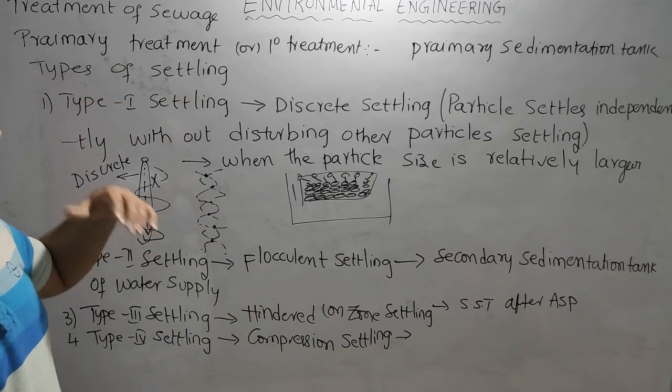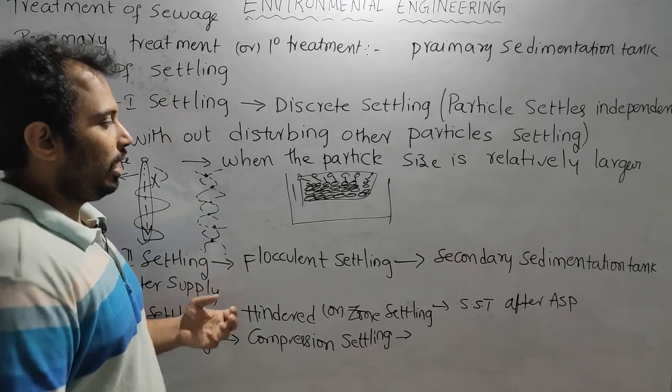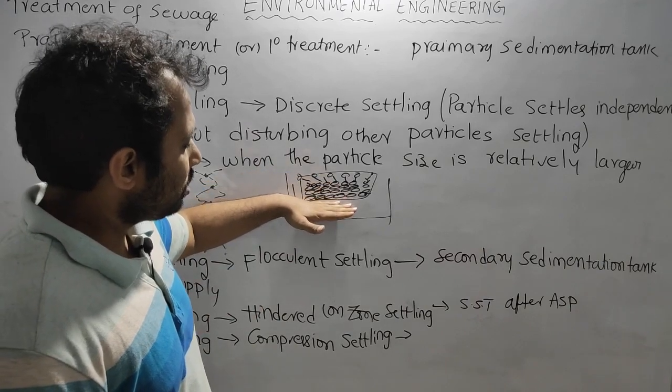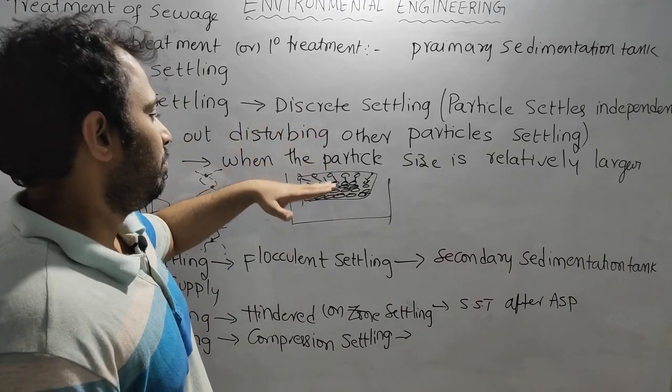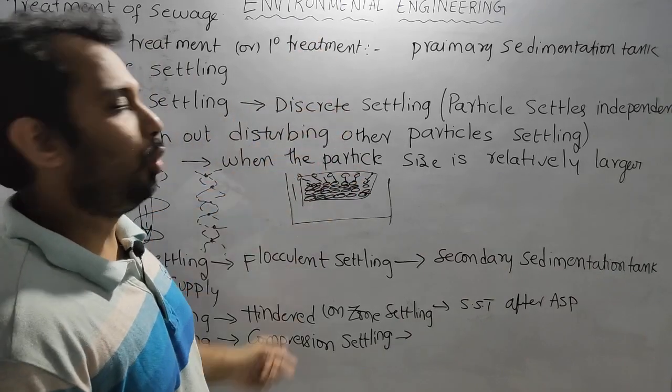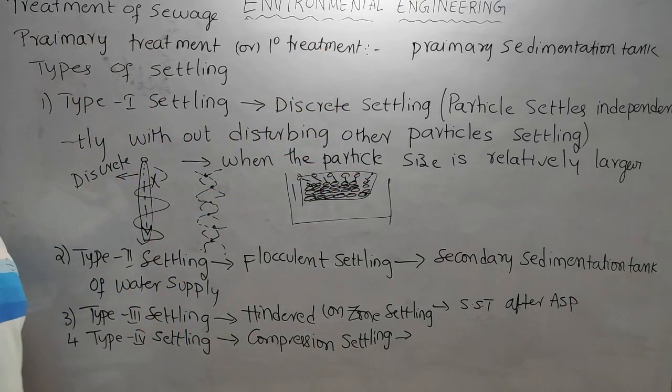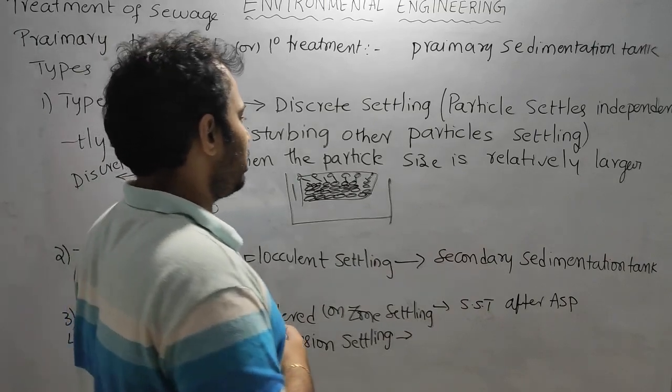So when the particle concentration is very high, the bottom layers will support the top layers and they will settle like a unit. This is called compression settling, and it generally occurs when the particle concentration is very high. You will observe this kind of settlement at the bottom of the secondary sedimentation tank, followed by a trickling filter or ASP, and in sludge thickening also at the bottom.